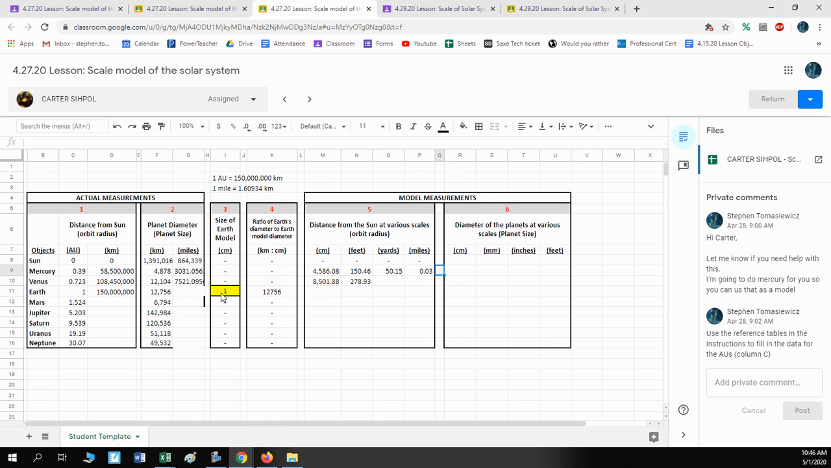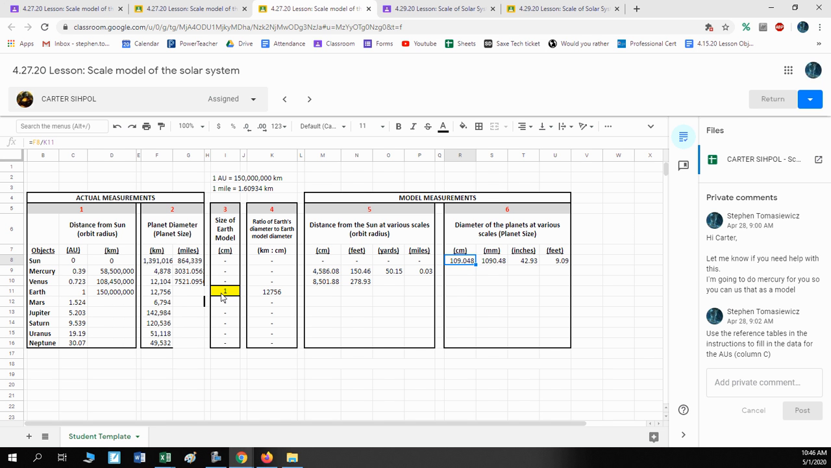And then lastly, let's do this column, this table over here. We're going to change the diameter of our size. So this is going to equal, we're going to start with the sun. This equals F8 divided by K11. And then we're going to convert centimeters to millimeters by multiplying that by 10. This equals R8 times 10. And then we're going to convert to inches. This equals R8 times 0.393701. And then we're going to convert to feet. This equals R8 divided by 12. And there you go.